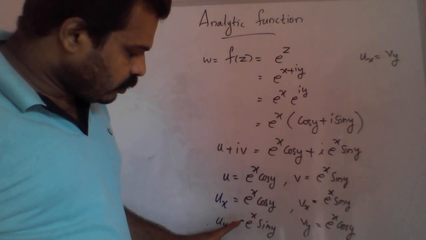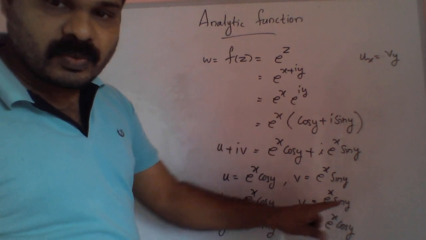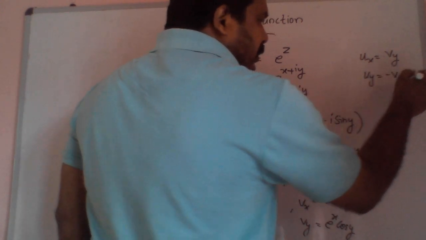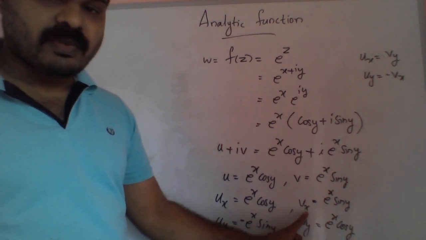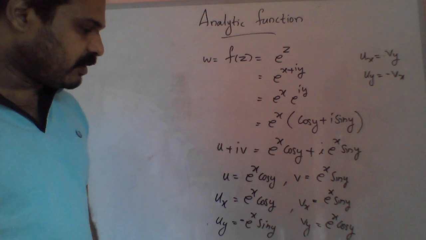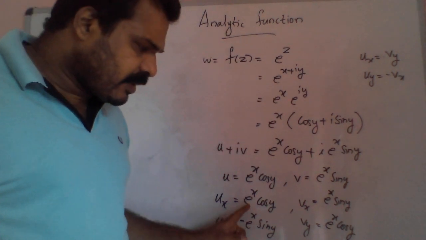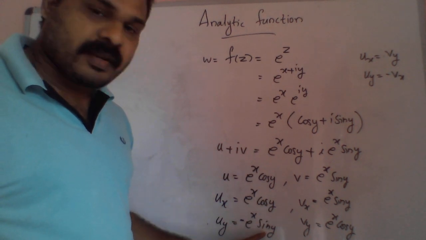And also uy is minus e^x sin y and vx is e^x sin y. So uy is equal to minus vx. So ux is equal to vy and uy is equal to minus vx. So the Cauchy-Riemann equations are satisfied, and the partial derivatives involve the exponential function and the trigonometric functions sine and cosine.